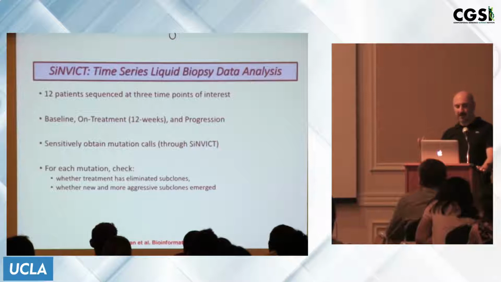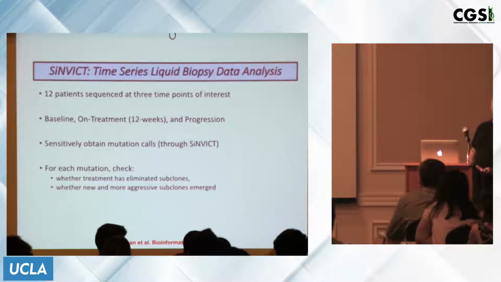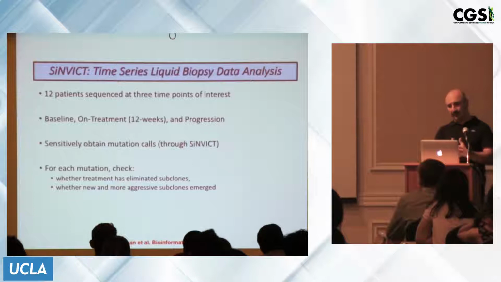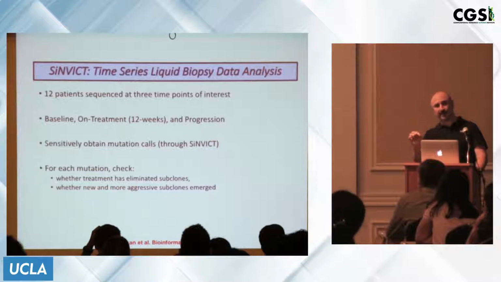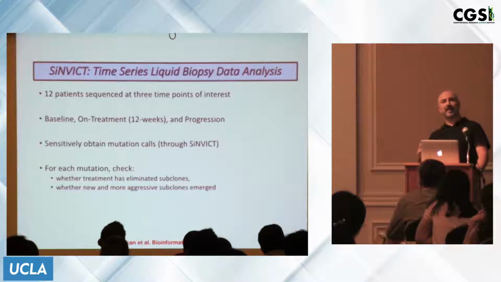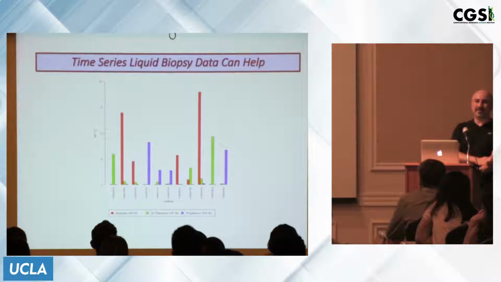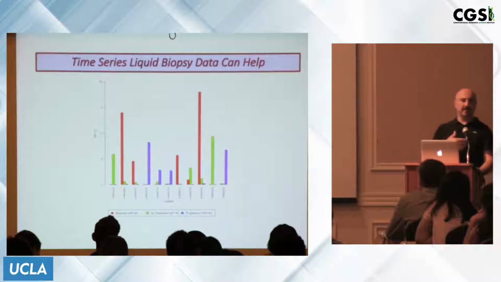In fact, we developed a tool called SynVict to see exactly what are the mutational composition of a particular tumor that is identifiable from the bloodstream. We look for cell-free tumor DNA that we can hunt, and then we roughly estimate again the variant allele frequencies of each of the mutations through the blood samples. So I'd like to show one particular example. Out of 12 patients that we looked at in that study, these are prostate cancer patients treated uniformly.